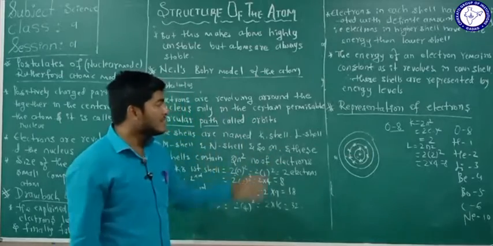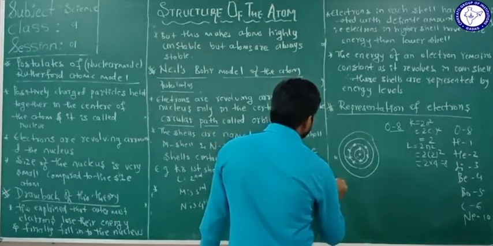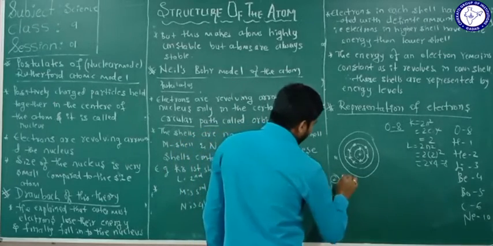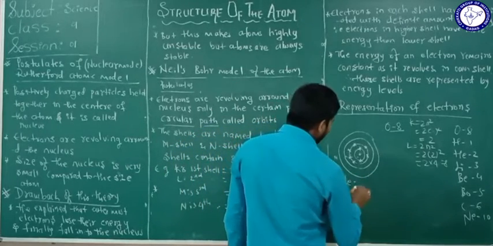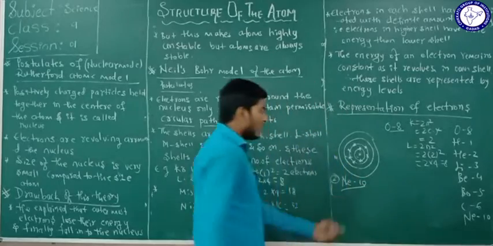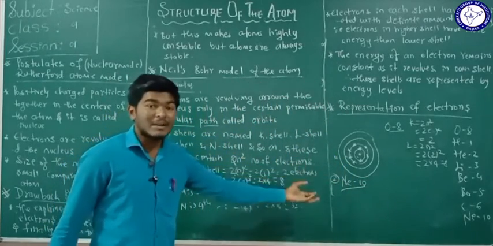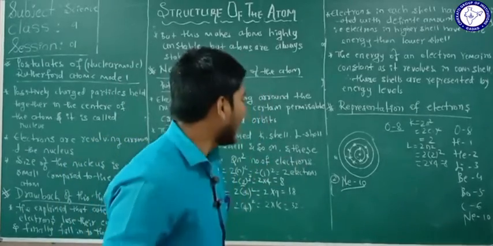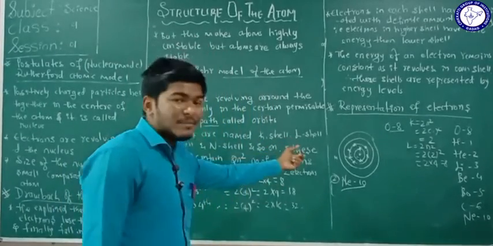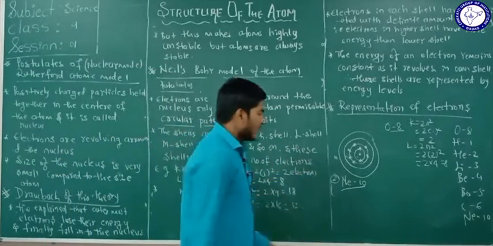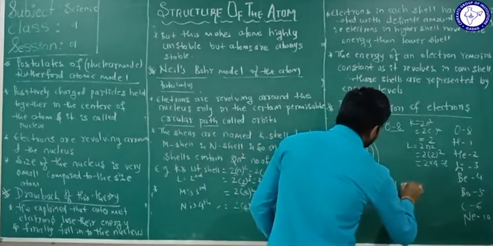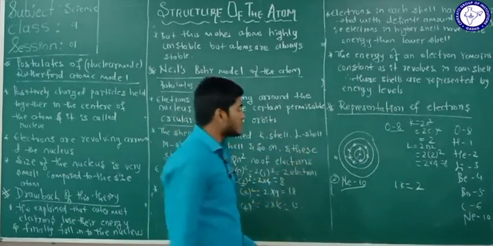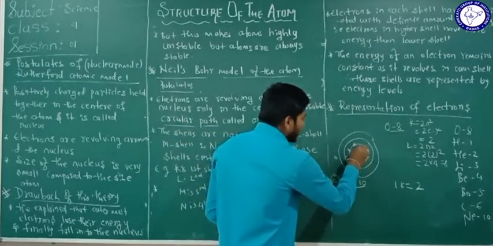I am considering another example here. I am taking neon with the atomic number 10. Atomic number 10 means it has 10 electrons. I am representing it in the same atomic structure here. See, first is the K shell. The capacity of K is 2. So we are going to fill 2 electrons. One is here and the second one is here.